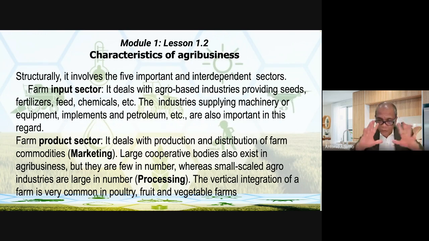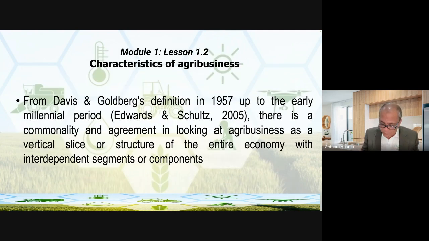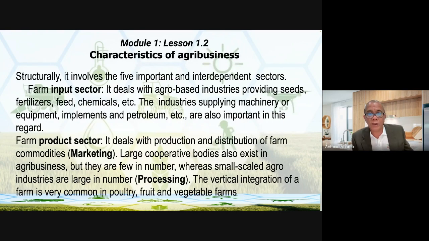Now, structurally, from the looks of that diagram, agribusiness comes in five different components or subsystems. One is the farm input sector, the production sector, the processing, the marketing, and of course, from the definition of Ray Goldberg, you have the facilitating or service sector that binds them all together and is responsible for the normal functioning of each and every segment or connection in the entire agribusiness systems continuum. For example, financing.